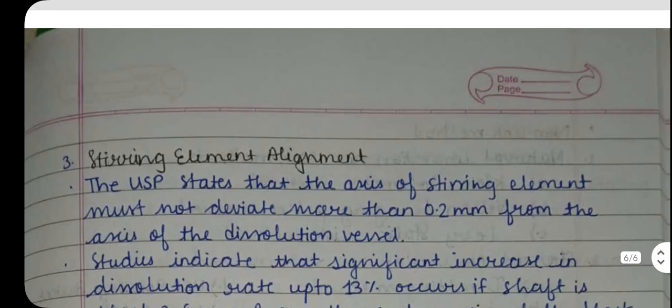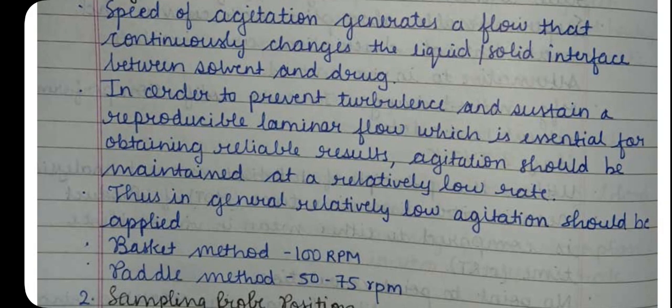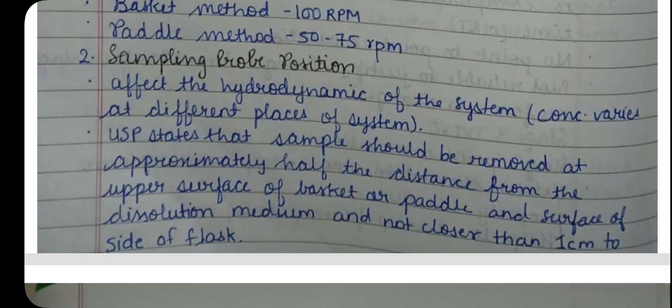stirring element alignment. In the case of agitation, the speed of agitation generates a flow that continuously changes the liquid-solid interface between solvent and drug. In order to prevent turbulence and sustain a reproducible laminar flow, which is essential for obtaining reliable results, agitation should be maintained at a relatively low rate. Thus, in general, relatively low agitation should be applied: basket method 100 rpm, paddle method 50 to 75 rpm.